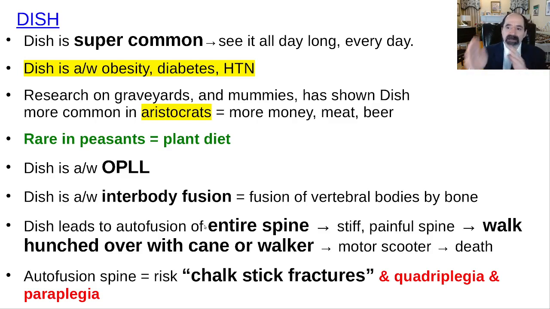Okay, once the spine's all stiff and fused, like a normal young person, if you fall down, you put your hands out, you catch yourself, it's a little bit embarrassing, but you're okay. When some of these old people fall with these stiff autofused spines, they have a fracture, their spine snaps like a piece of chalk. That's what those fractures in the spine are called. You can see plenty of scientific articles on that. Chalk stick fractures in DISH patients, okay?